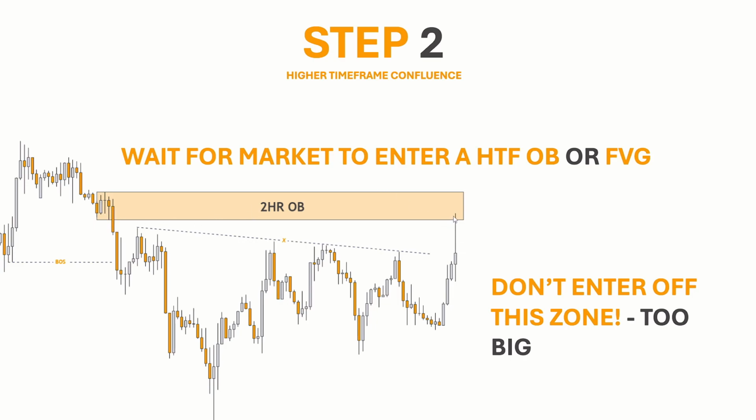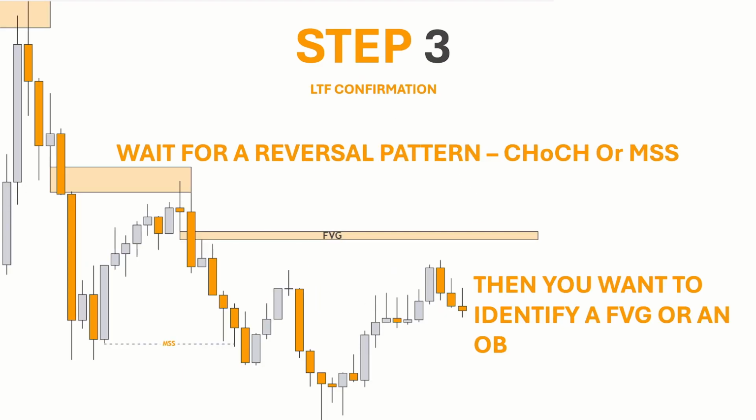So market has entered into our order block, but however, we would not enter off the zone that is too big. I can't remember exactly how big this zone was, but I think it was 40-50 pips, which is way too large. So we want to wait for some lower time frame confirmations. So that takes us on to step 3.